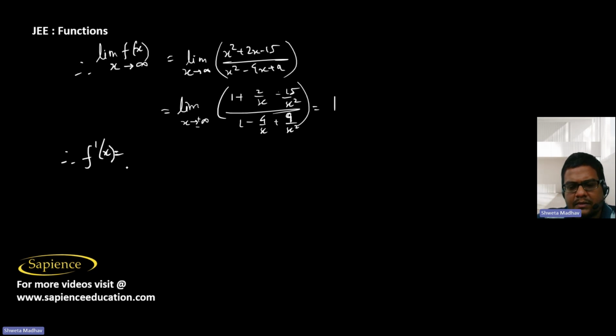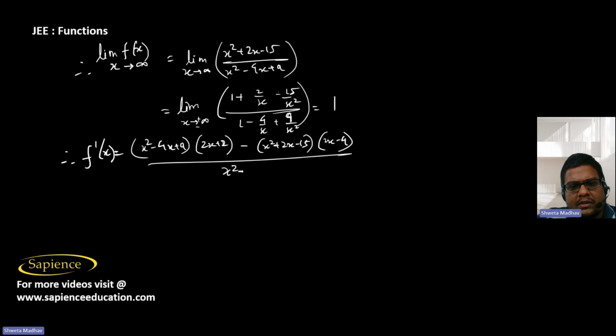that will be equal to x square minus 4x plus 9 into d by dx of the numerator, which is 2x plus 2, minus this will be x square plus 2x minus 15 into 2x minus 4 divided by x square minus 4x plus 9 whole square. So at which points this is 0, that we have to find out.